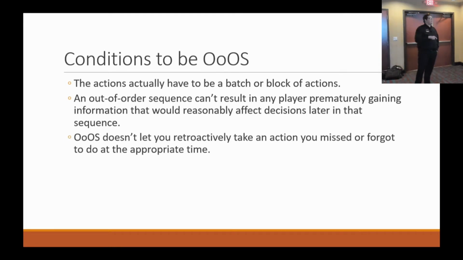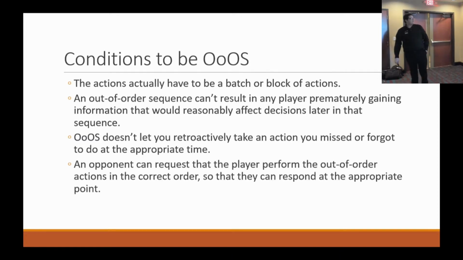It doesn't allow you to go back in time and forget something. So maybe I would have ended up at the right state, but oh, I forgot that this does that. If you forgot, it's too late. The last thing is that an opponent can request that the player perform the out-of-order action in the correct order. Maybe they have a reason to. Maybe I have a burn spell in hand and I really want to take care of your creature before you're able to do something as a mana ability. Or sorry, that's not a mana ability that you're using as a mana ability.